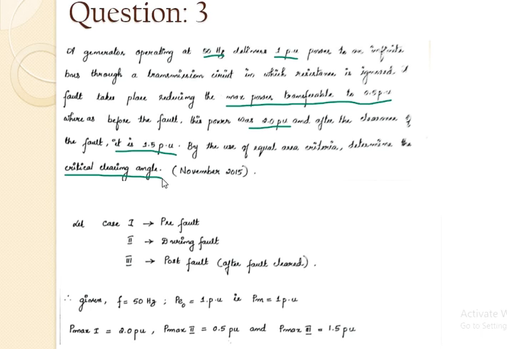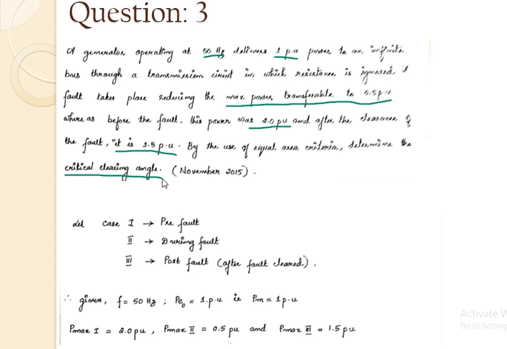So while solving these kinds of problems, we should have a thorough concept of the critical clearing angle, the equal area criteria, as well as the power angle equation. Do you remember the power angle equation? Yes, the power angle equation: PE is equal to P max sin delta, where PE is the electrical power transfer, P max is the maximum power transfer, and delta is the load angle. How will you calculate P max? P max is equal to E into V divided by X, where E is the sending end voltage, V is the receiving end voltage, and X is the reactance of the transmission line.